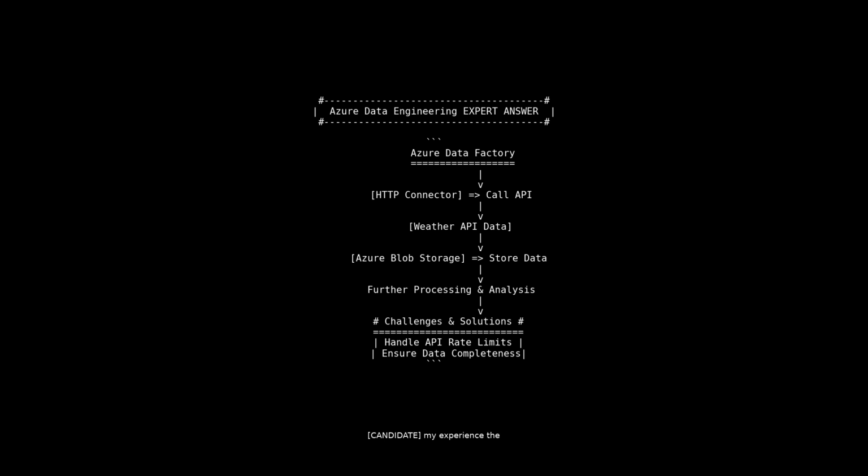From my experience, the key steps involve setting up Azure Data Factory pipelines to pull data from REST APIs. In one project, we ingested data from a weather API to analyze climate patterns. We used a HTTP connector to call the API, then stored the data in Azure Blob Storage for further processing. The main challenge was dealing with API rate limits and ensuring data completeness.